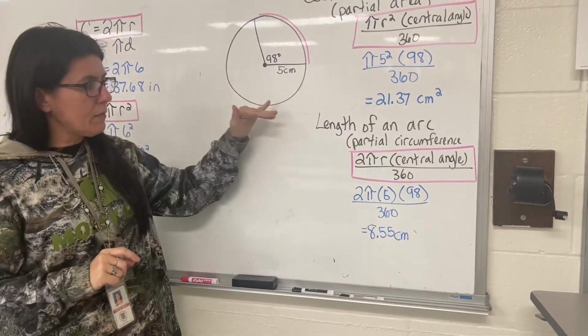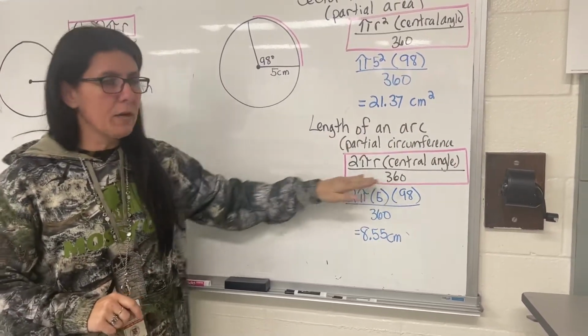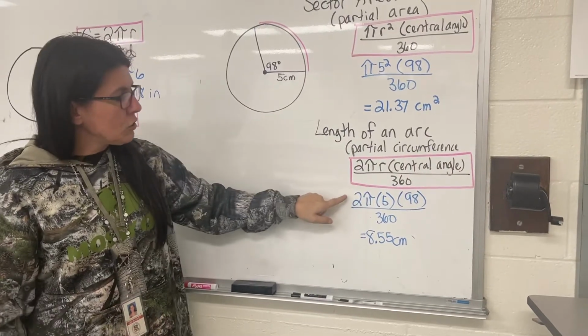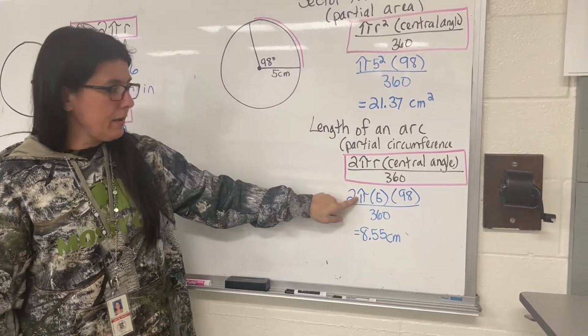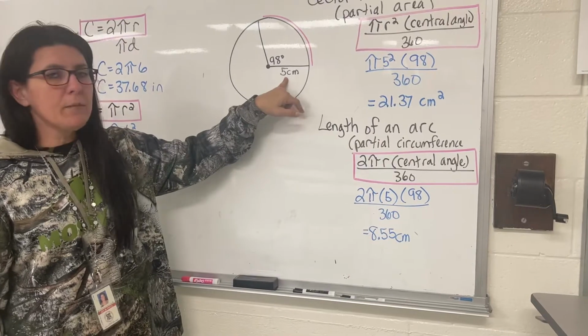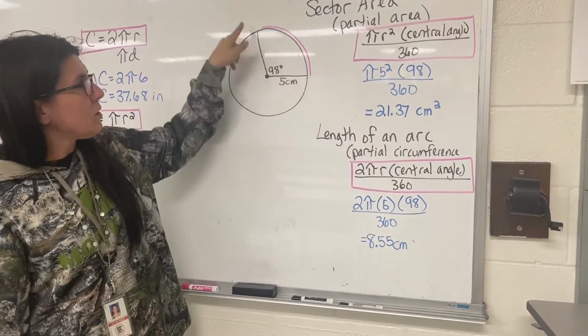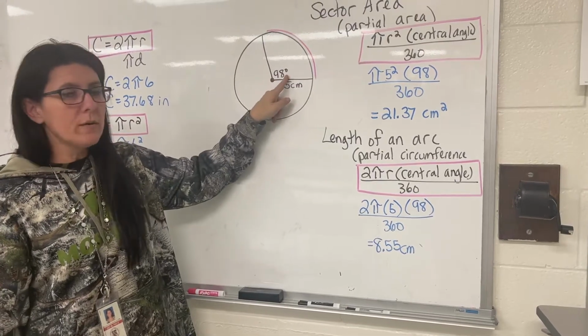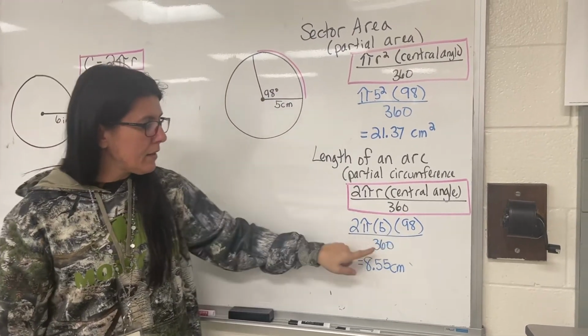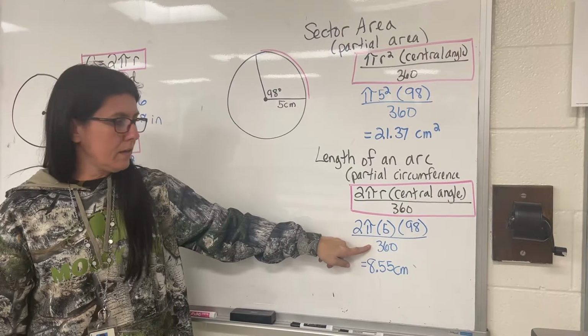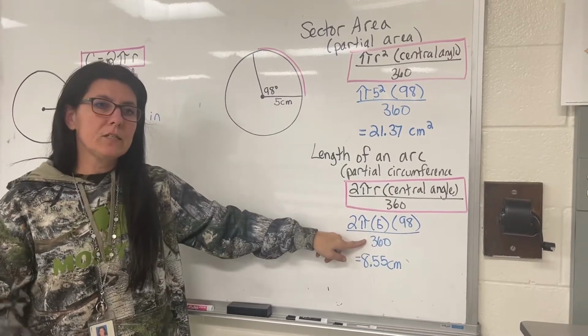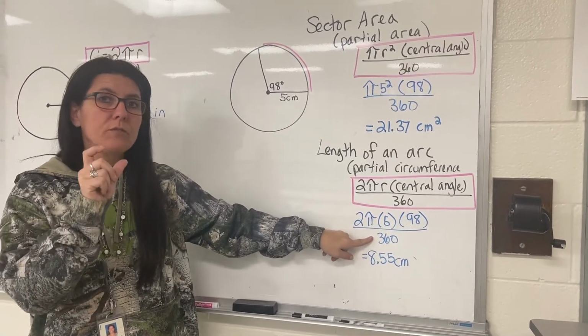So looking at my example, here's my formula that's in this pink box. I'm taking 2 times pi times the radius. Looking at my picture, the radius is 5. The central angle for this arc, this pink arc, is 98. And then the entire circle is 360. So 98 over 360 is going to help find that partial circumference.